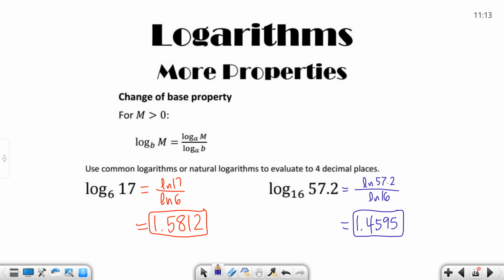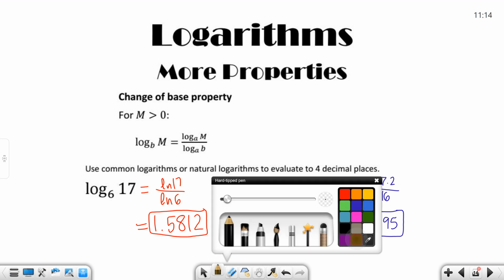We do the log of 57.2 over the log of 16. And I know I said log, all right? It goes back to that habit of that professor I had. He just said log. But natural log is what I used: natural log of 57.2 over natural log of 16. Or you could have used log. You would get the same answer either way.